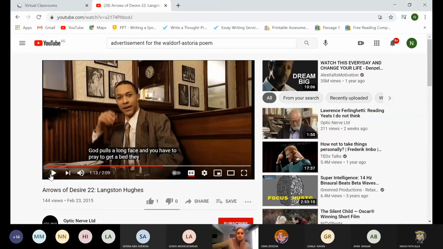Sleepers, why do you sleep outside? Why do you sleep in a charity flophouse? I showed you the picture of it. You prefer to sleep in the flophouse where God pulls a long face and you have to pray to get a bed. Look how poor they were. They are praying to get a bed in a charity flophouse. Why do you prefer to sleep in the subway and pray for a bed in the flophouse?